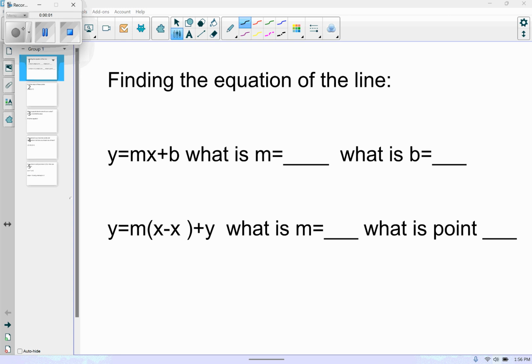So from this packet, it's asking what is m, what is b. So m is the slope. But m has other names. M is the change in y over the change in x. Sometimes they call it rise over run. There are just different versions of what the slope could be referred to as.